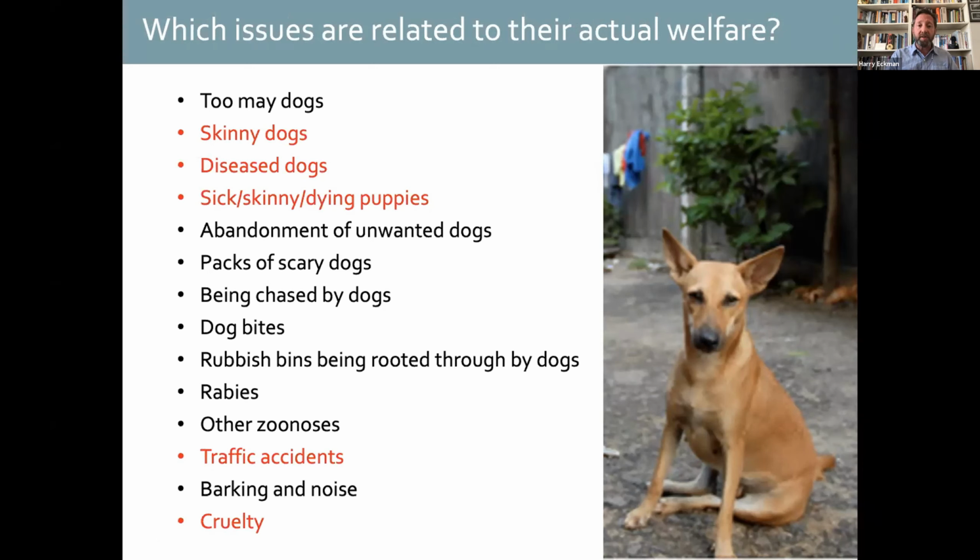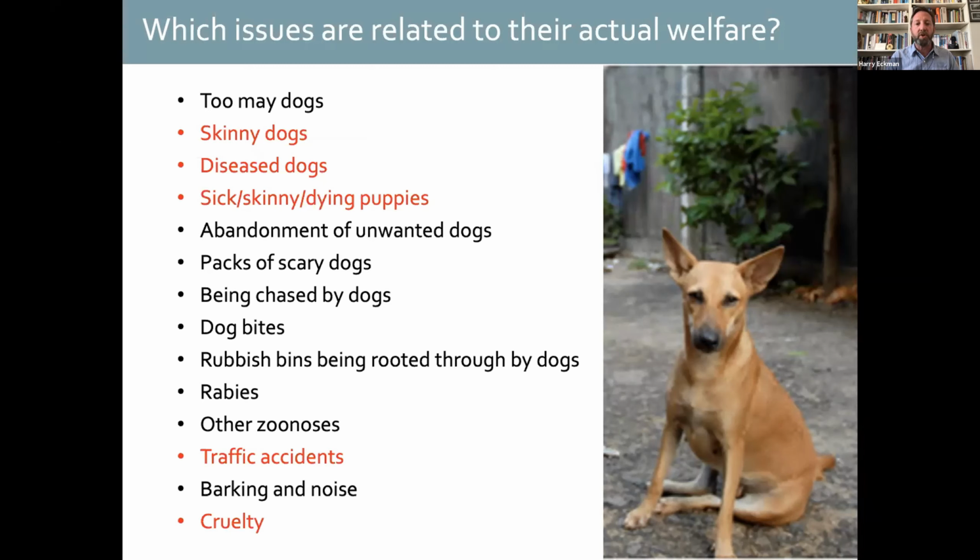All of the other ones, although they may have aspects of welfare, zoonotic diseases and abandonment, these are issues that are of concern to people about the dogs. And so it's an important difference to actually separate those two things.